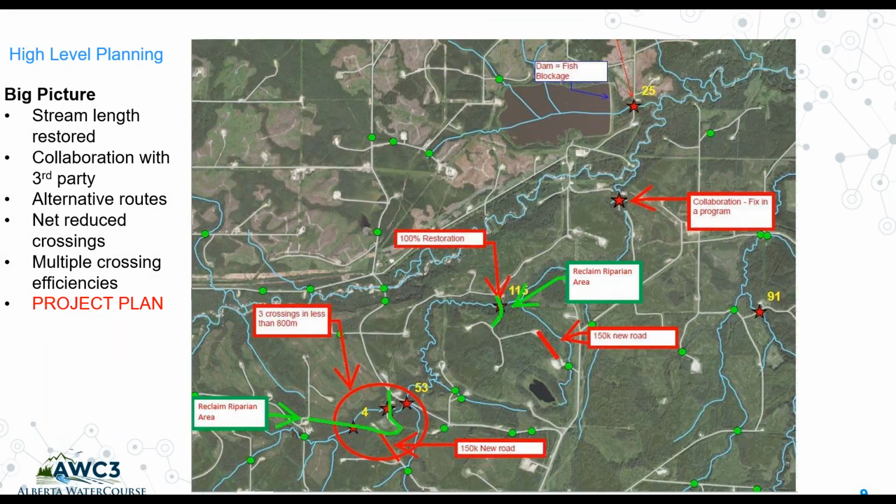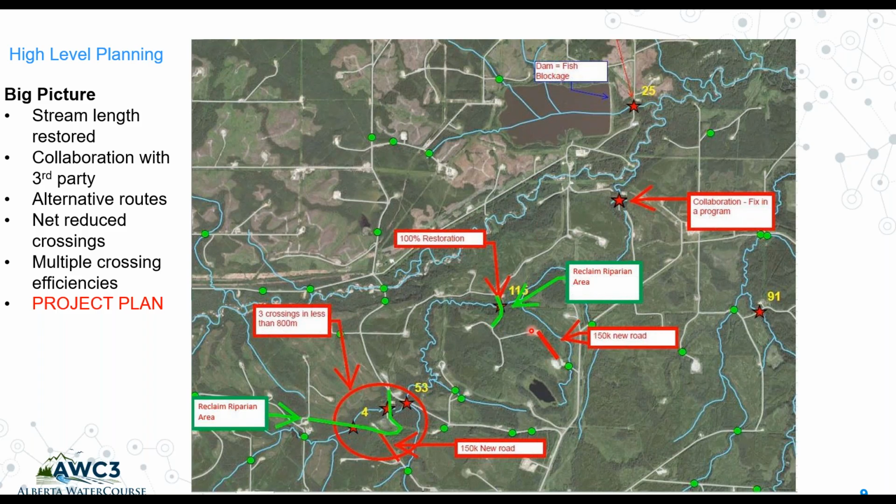Here's another way to look at it. Your 4 crossings are still on here. You've now talked to the third-party owner of this crossing and identified that perhaps we should fix these crossings as a group. Your complicated crossing, which was potentially a large bridge and a huge budget, can we look at alternative measures to fix that?